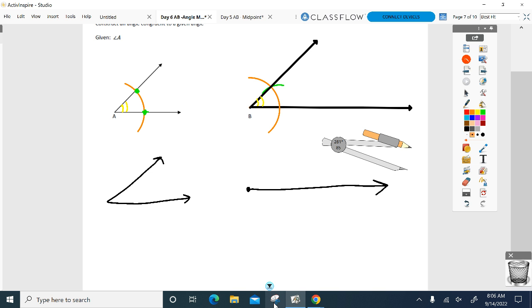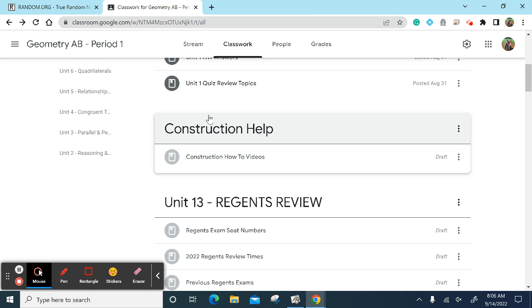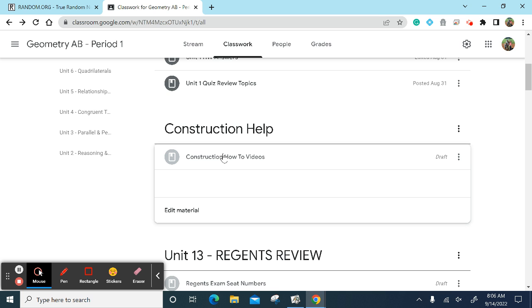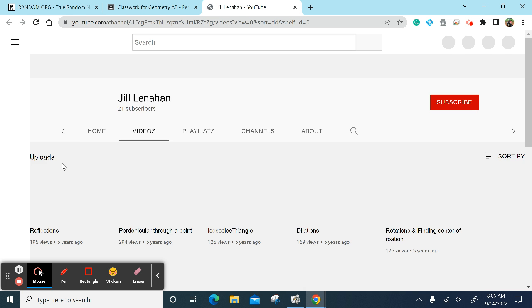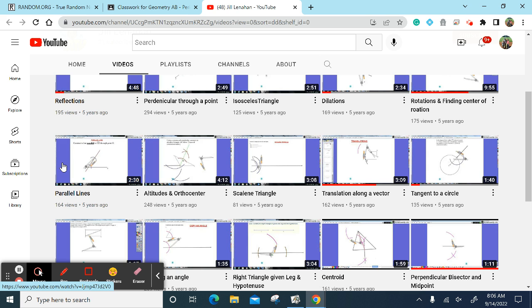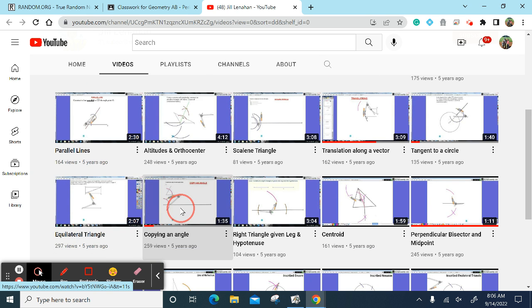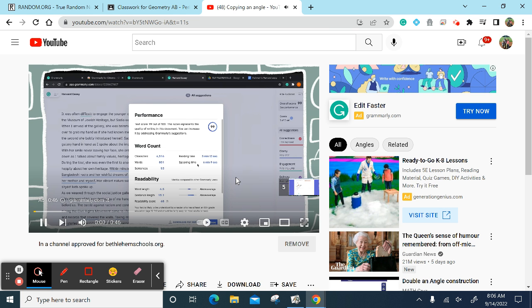So here's what I have for you. If you're ever doing these on your own and you forget, oh geez, what was the first or second step in copying an angle? Please go to Classroom. Right under Unit 1, I have a topic that says construction help. It has videos of every single construction we're going to do through the entire year. So let's say you forgot how to copy an angle. You scan through, and yes, I know this is intimidating. Look, copy an angle. And then you go through the ads because we're that popular. Yep.